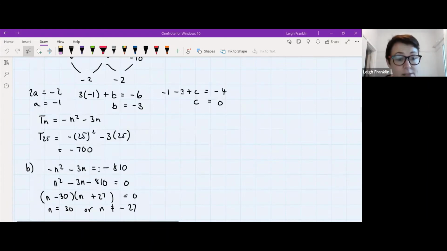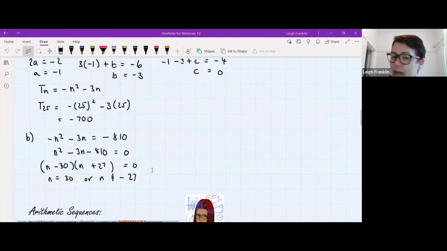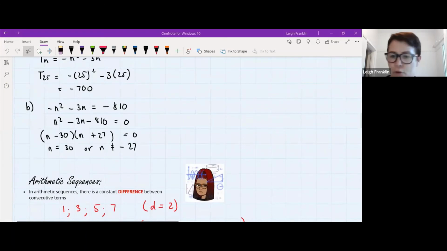Then they wanted us to find out which term in the pattern -810 would be. So equating our nth term to -810. Factorizing, again, if you use the quadratic formula, that's fine. And then I got my answer as 30.